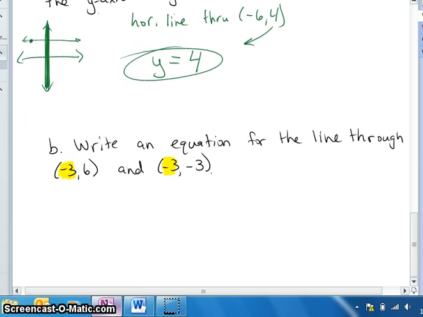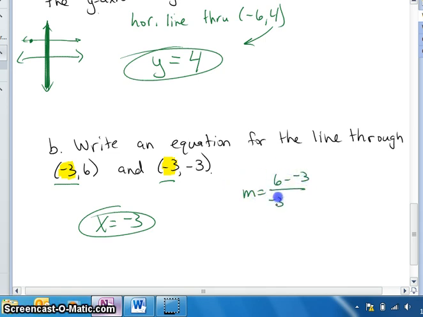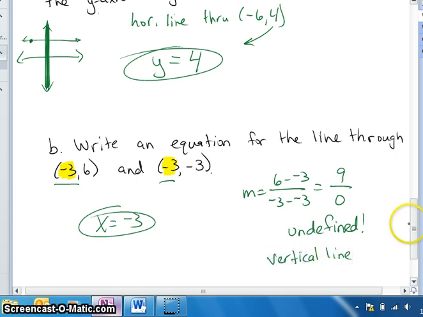And write an equation for the line through (-3, 6) and (-3, 3). Hopefully you notice that these x values are the same. So that means I'm going to have a vertical line. x = -3. If you didn't catch on to that, you could find the slope. So you would have 9 divided by 0, which is undefined. So hopefully that would tell you, hey, it's a vertical line. So the formula for a vertical line is x = a number.